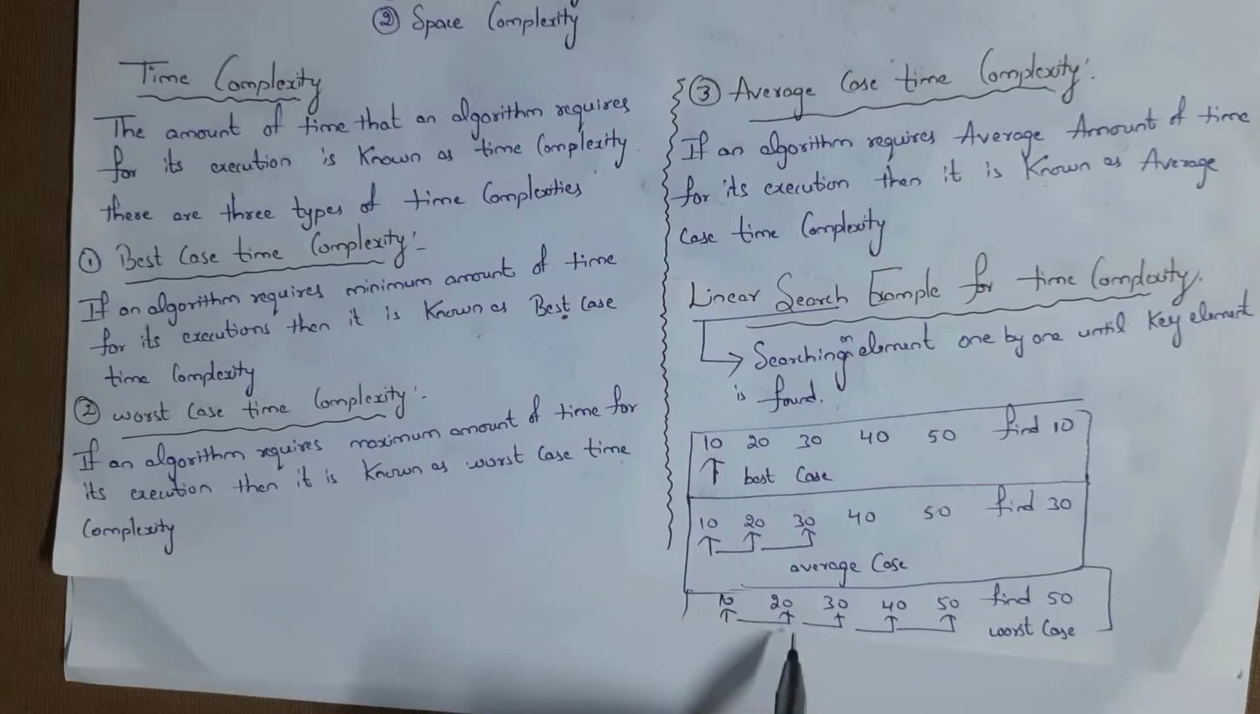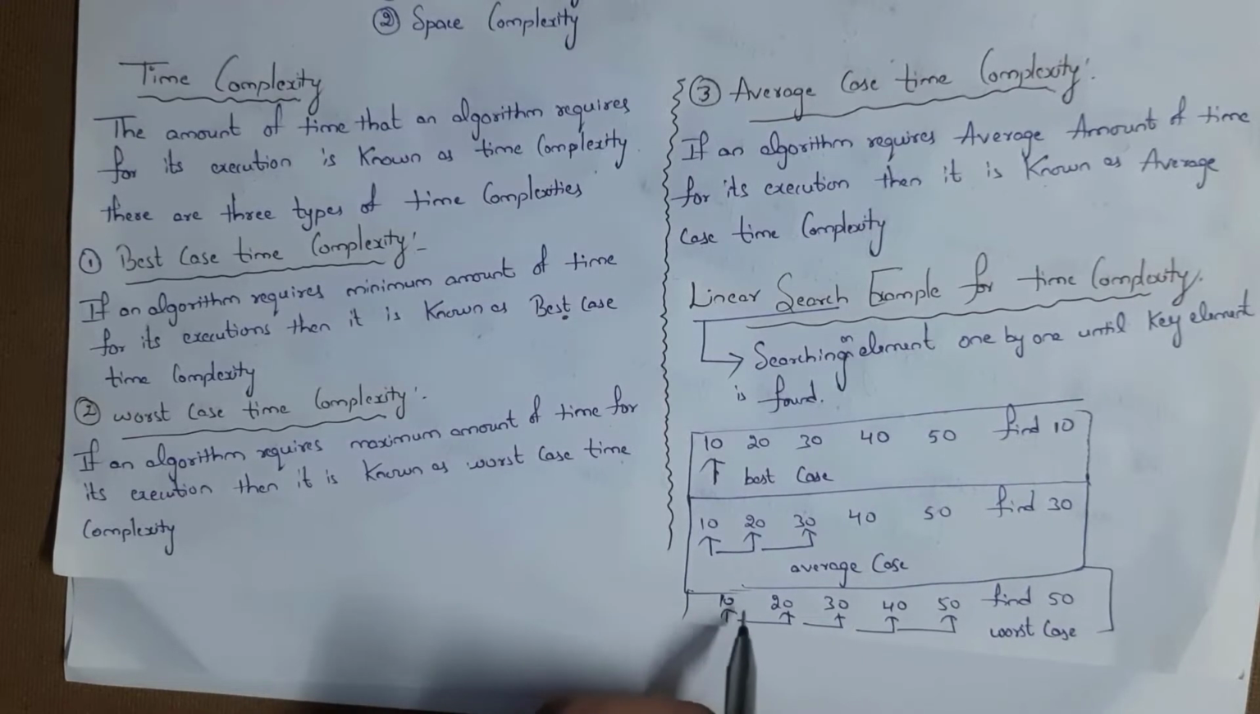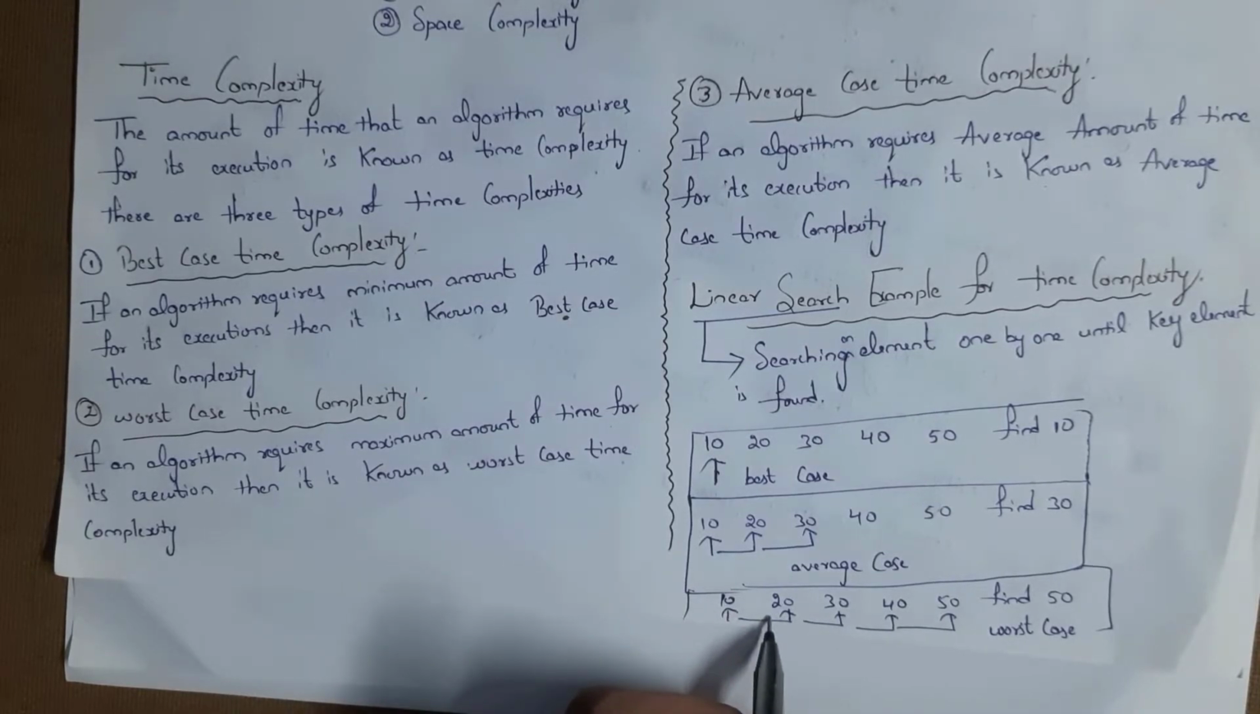And here, the third example, I want to find element number 50. At first we will start with the first element, that is 10. 50 is not present at the first position, so we will move one step forward.